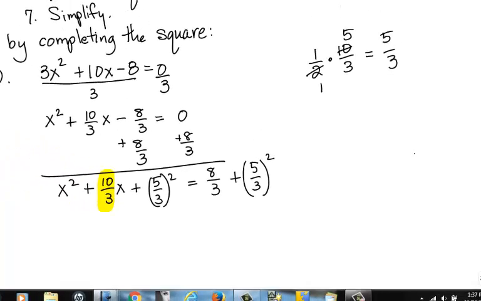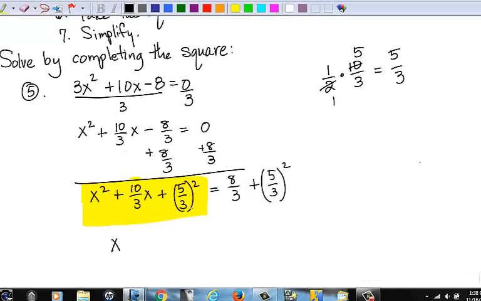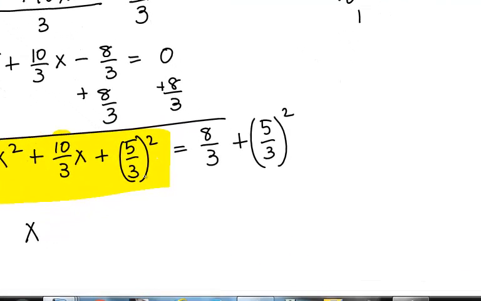What we've just done is we have made this a trinomial square. X squared is a perfect square of x. 5/3 squared is a perfect square of 5/3. You multiply them together and double it, you get 10/3. This tells you the sign inside is plus.